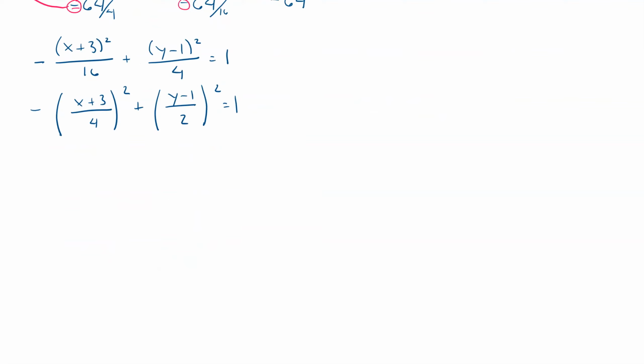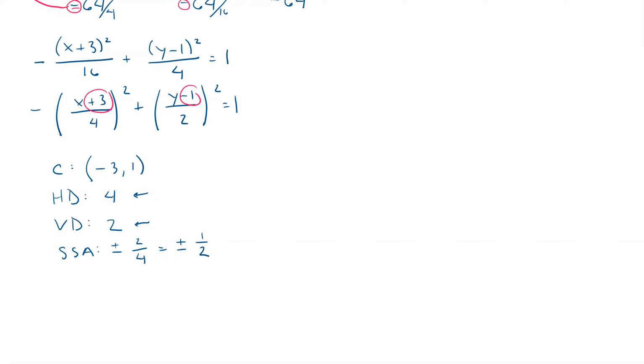Looking at the professional form, what is the center? We know it's going to be opposite, opposite. So it's going to be negative 3, positive 1. My horizontal displacement is on the bottom of the x term, it's the 4. My vertical displacement is on the bottom of the y term, it's 2. The slope of the slant asymptote is plus or minus rise over run. So it's the vertical displacement over the horizontal displacement. It's plus or minus 2/4, which we can reduce. It's going to be plus or minus 1/2.